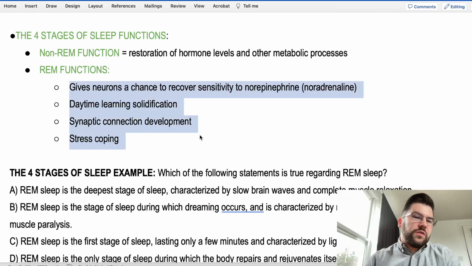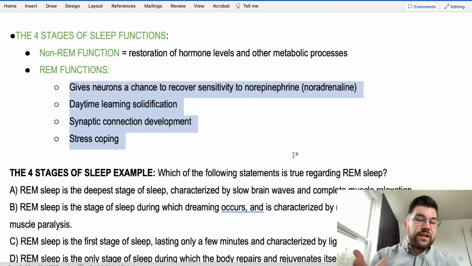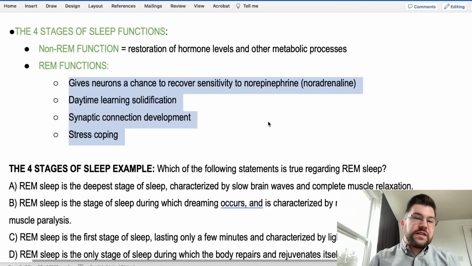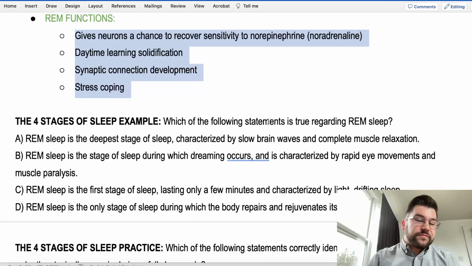REM sleep definitely gets a little more interesting though. There's a lot going on. Specifically, it's your brain's response to adrenaline. There's a lot of evidence and research that suggests it's when you do a lot of learning solidification from the day, your brain can repair itself and even grow new synapses, and it helps to cope with stress.